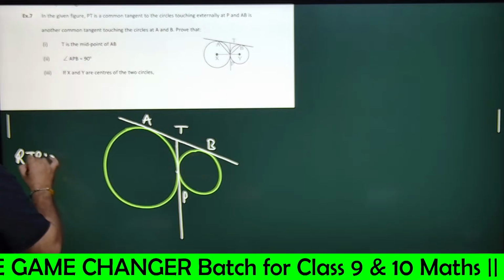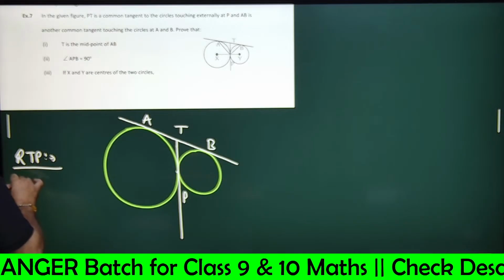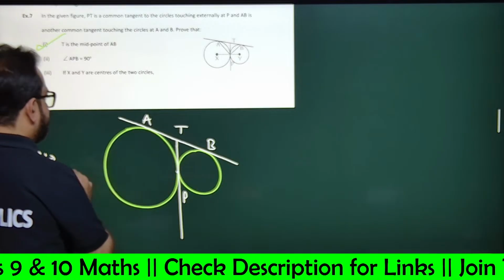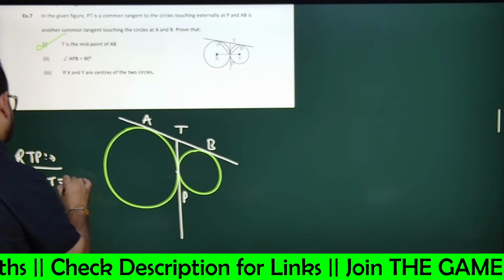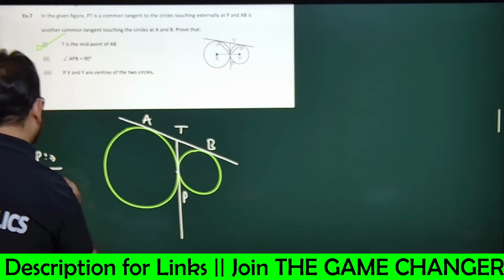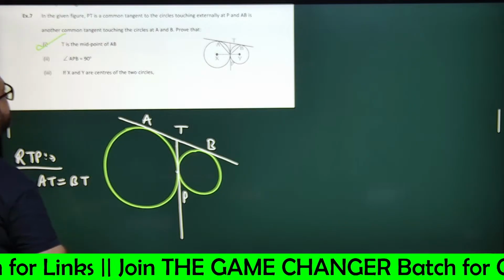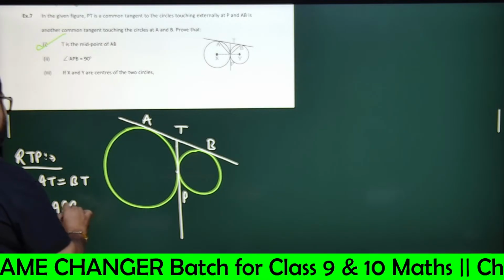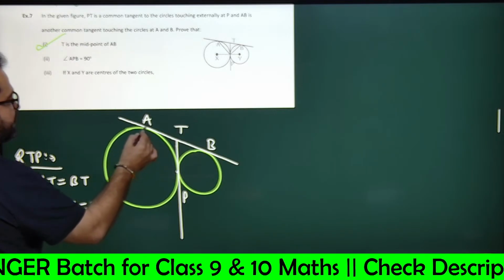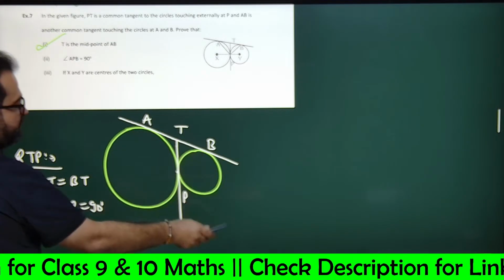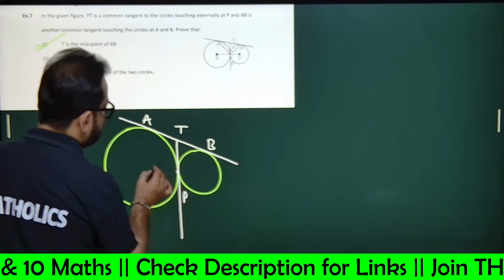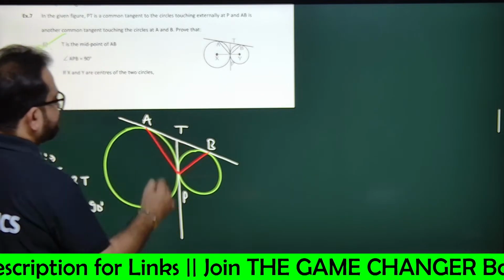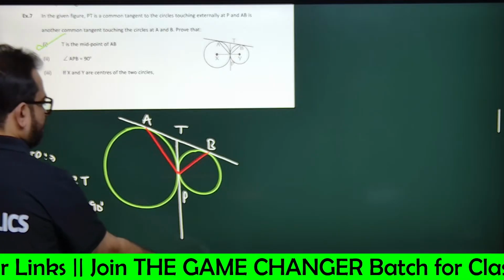Required to prove. First point. T is the midpoint of AB would mean AT equals BT. This we have to prove. Second, angle APB equal to 90 degrees. That means this angle APB, we have to connect this, obviously. This angle you have to prove it is 90 degrees. Okay, so let's see where this goes.